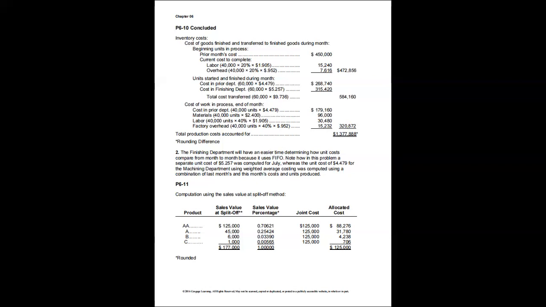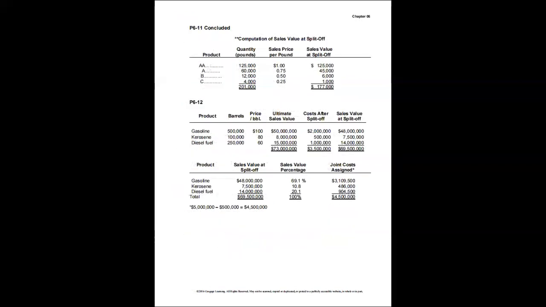125,000. Now, as required in 6-11, compute the cost allocation for each product using the sales value at split off. So in 6-11, we allocate the sales value with a total of 177,000. And we have now the sales value at split off used in the allocation.